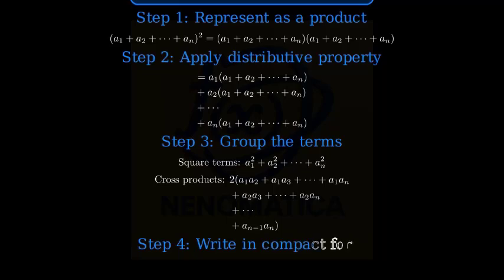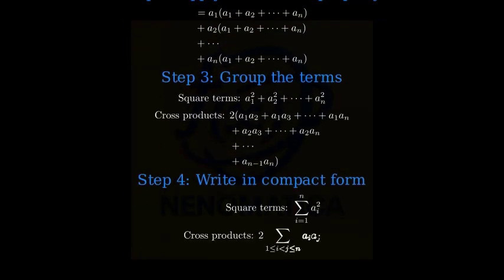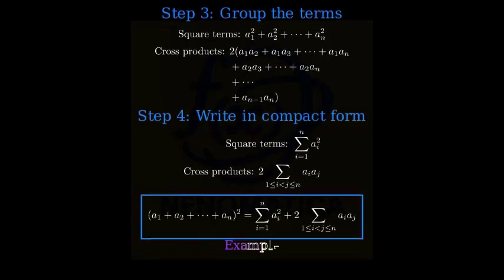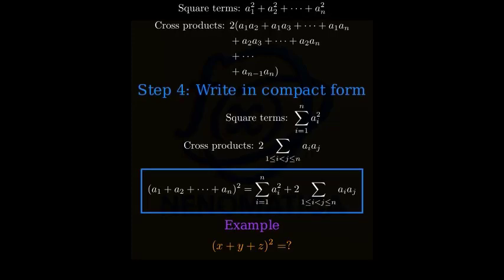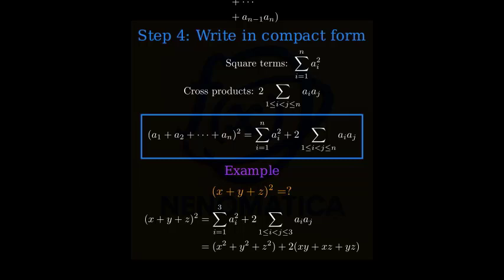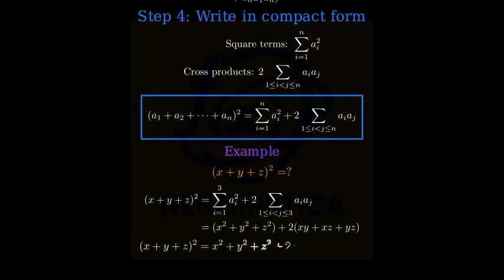Let's see how this formula works with a concrete example. Consider the case of three terms, x plus y plus z, squared. Applying our formula, we get the sum of the squares, x squared plus y squared plus z squared, plus twice the sum of all possible products, 2 times x times y plus x times z plus y times z. This simplifies to x squared plus y squared plus z squared plus 2xy plus 2xz plus 2yz.